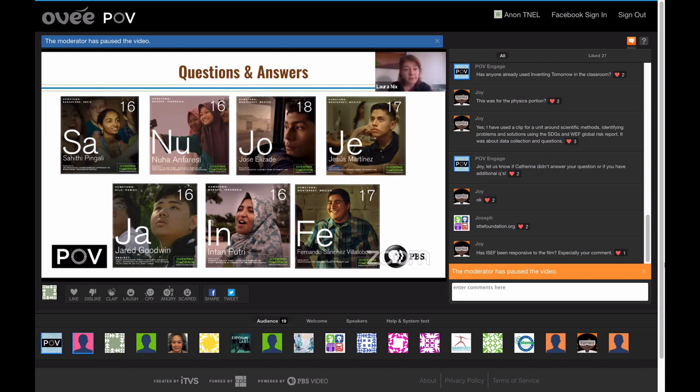And they're all still in school, and they're getting great grades, and they're just pursuing their education. Jose is studying engineering, Jesus is studying marketing, and Fernando is in medical school. Intan is also in medical school in Indonesia, and Jared just started his freshman year at Hilo High School. Sahithi is pursuing her second year at Stanford this fall.